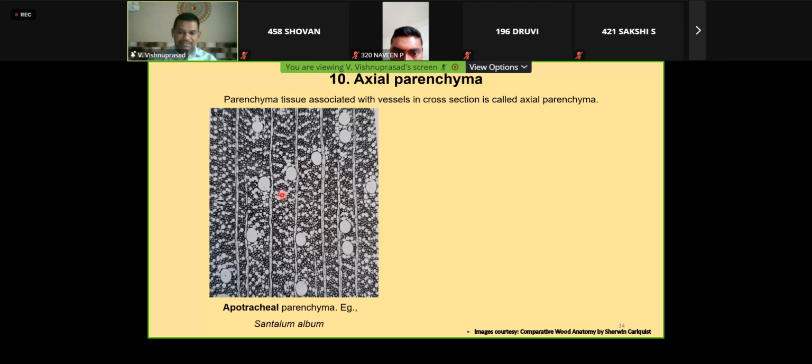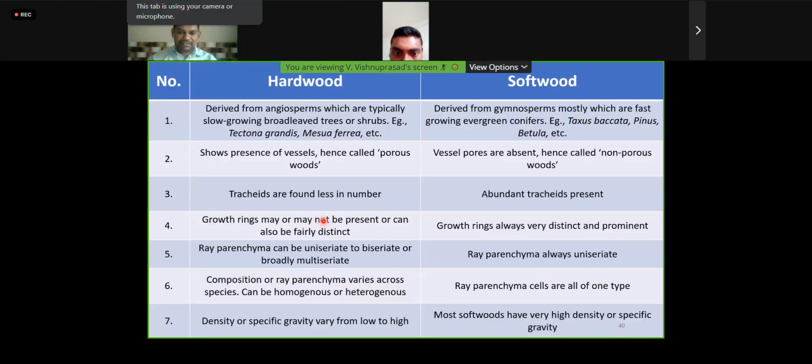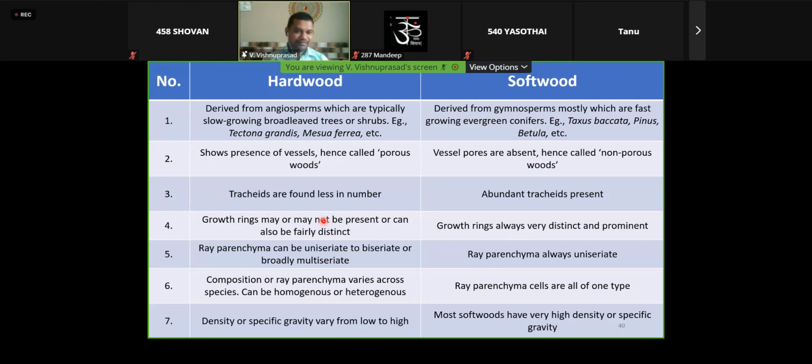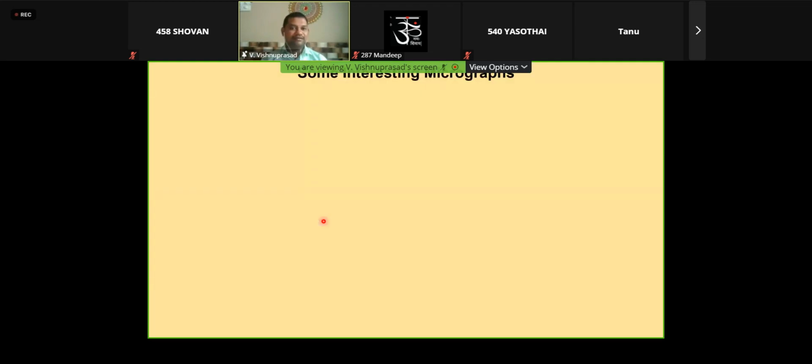So for the microstructure features of a hardwood and softwood, on these points which I have shown you, about a dozen of them, for each one I have shown. Based on that, now you can understand how different the wood appears internally in a gymnosperm and in an angiosperm, right? So let me show you some interesting photographs, and then we can come to an end, right?